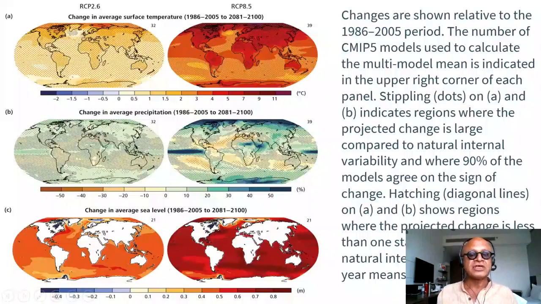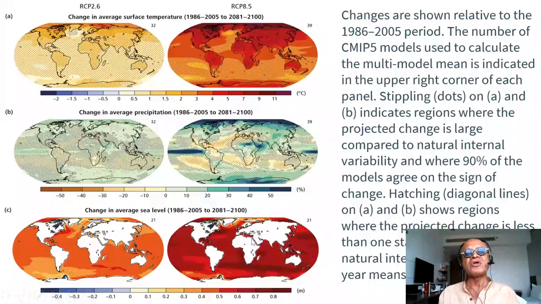So those are the things to keep in mind about projections, other than the fact of all the uncertainties that we talked about. So IPCC has a protocol for reporting uncertainties, and this is part of the protocol of showing stippling and the hatching to show the model differences and comparisons to internal variability and so on. Okay, so there are other details.